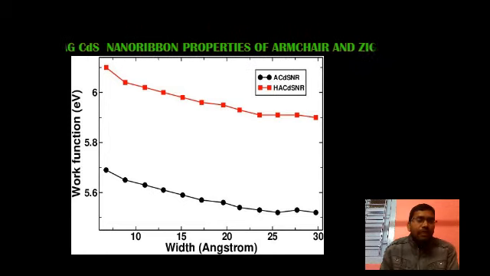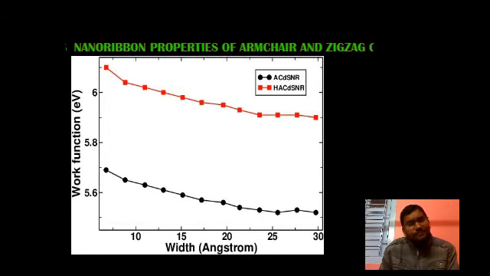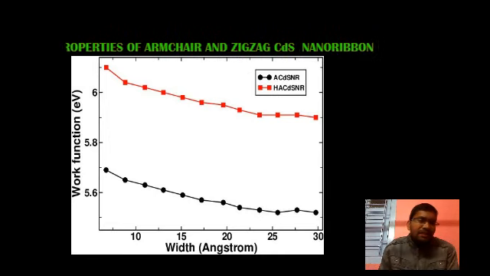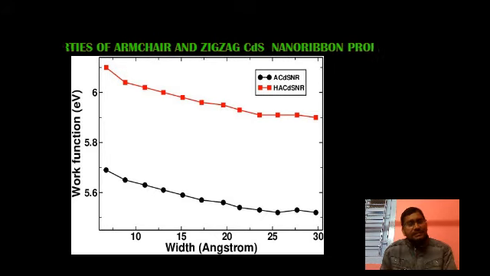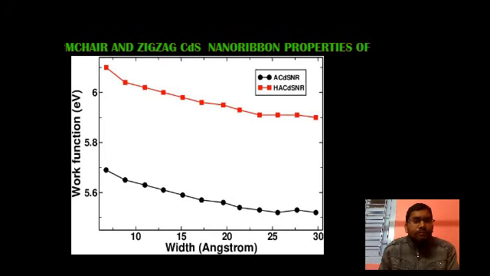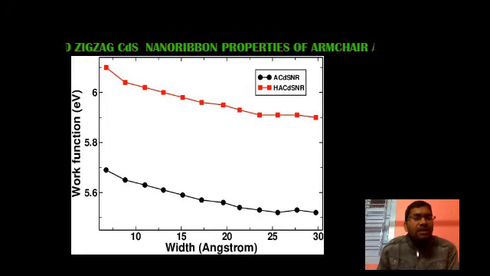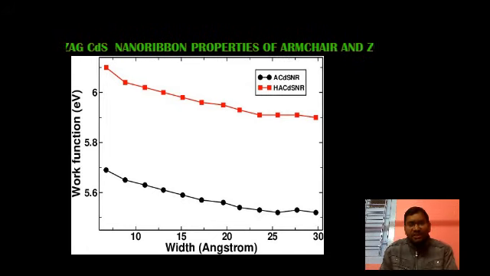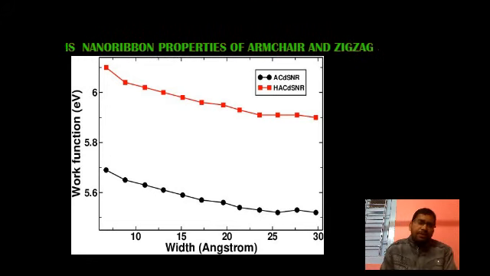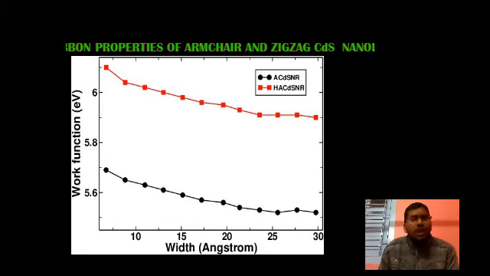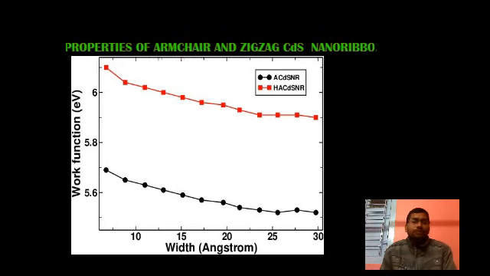This is the width versus work function plot. Here we can see that as we increase the width of the nanoribbon, its work function decreases, and for hydrogen passivation, its work function increases. Why does the work function increase for hydrogen passivation? It may be that the surface electrons become more strongly bound after hydrogen passivation.